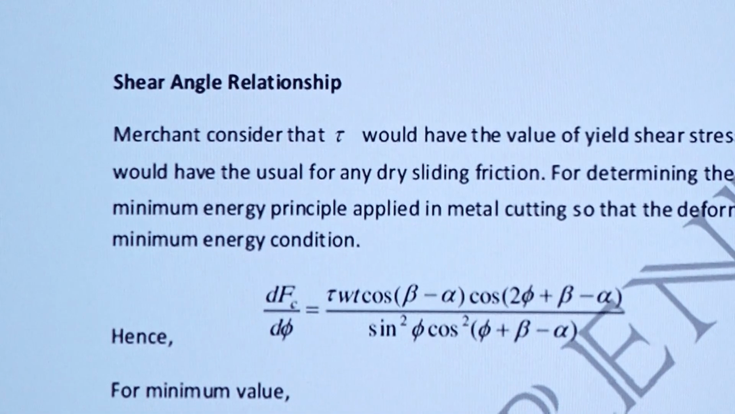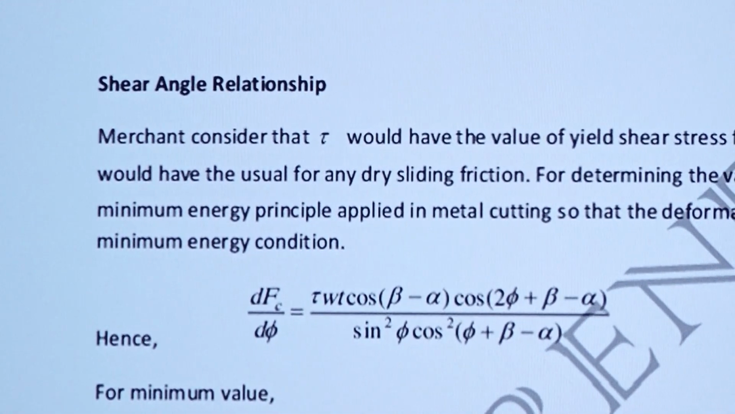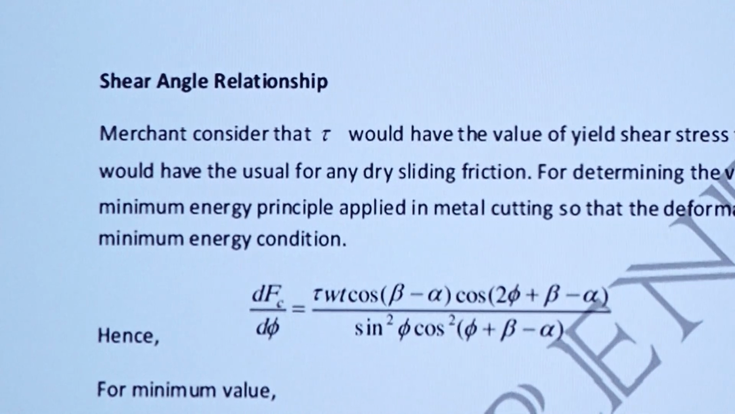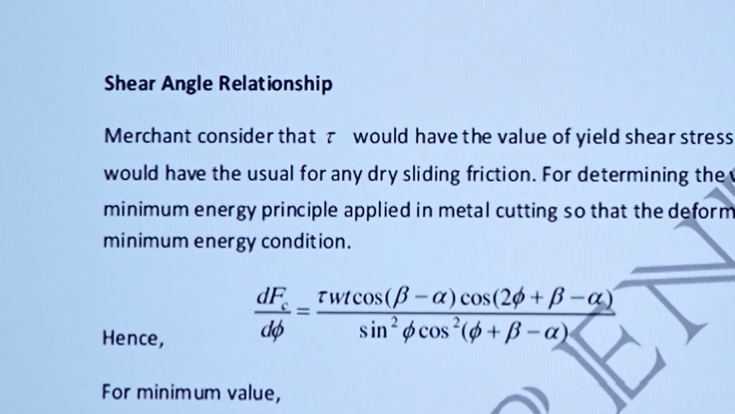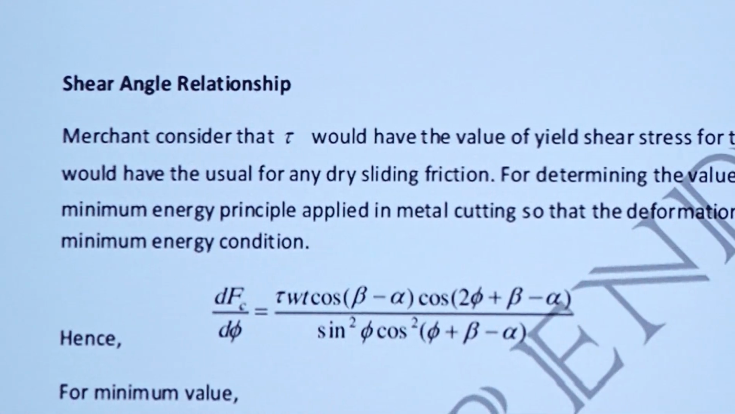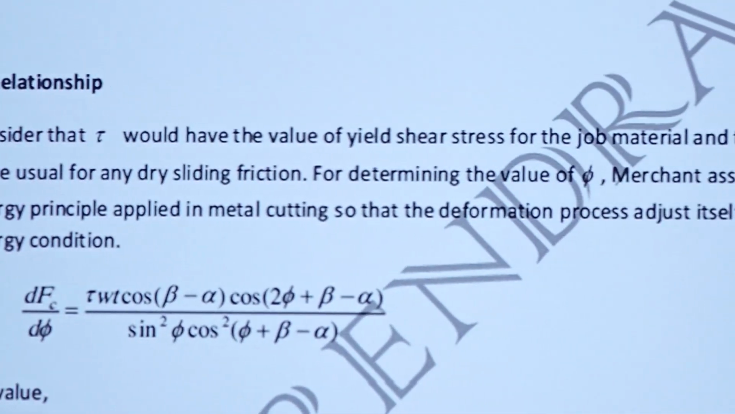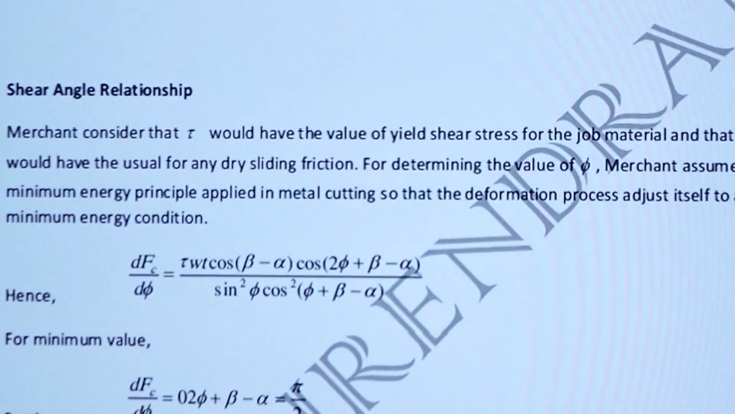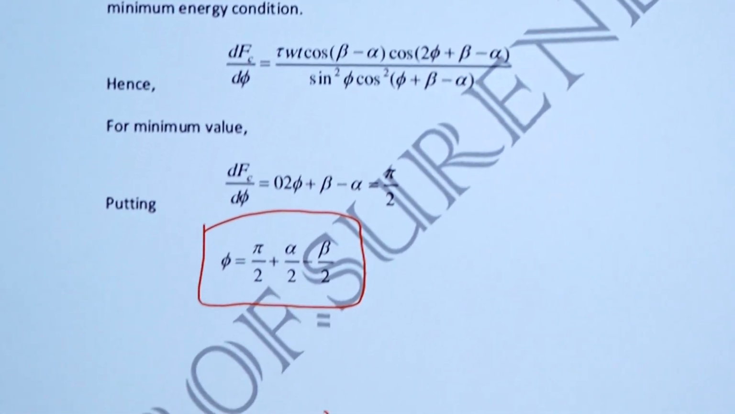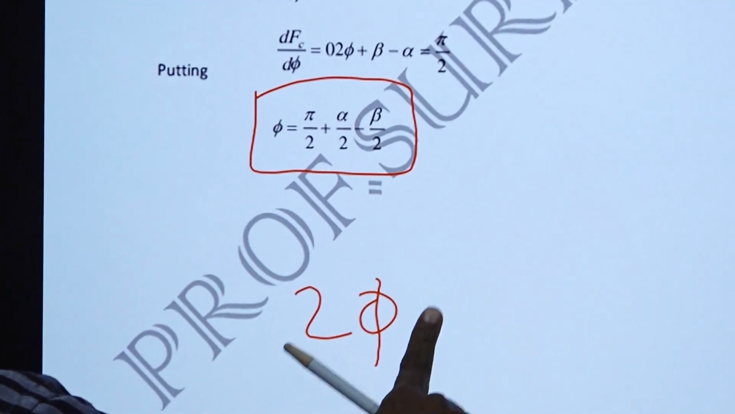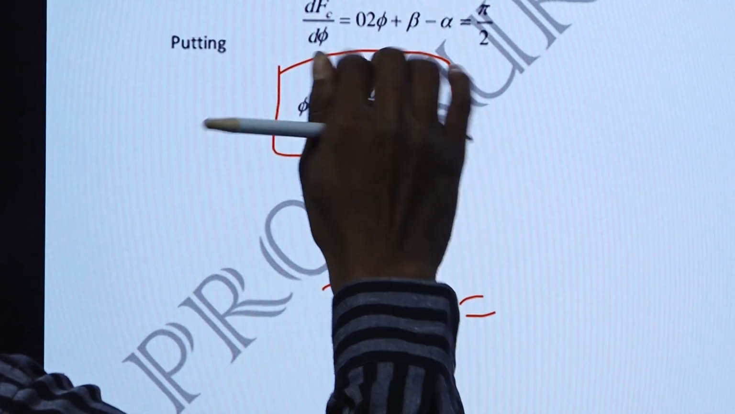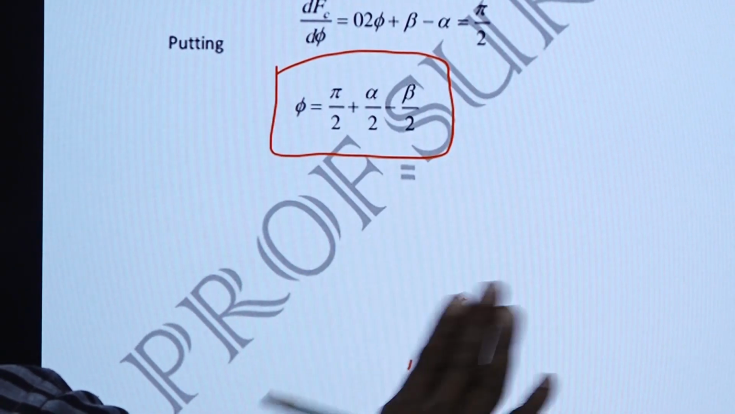So how can the relation be obtained? What is the condition for Merchant's minimum energy principle? He is differentiating the term to find the minimum. So this is the minimum. So from this only, 2 phi plus beta minus alpha equal to pi by 2.